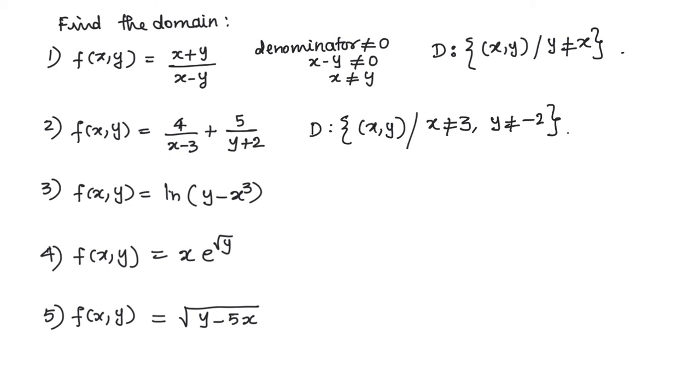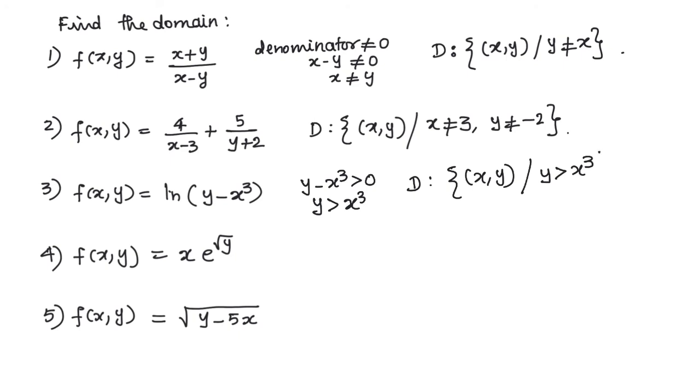The third question, we need to find the domain of a natural log. So the argument has to be positive. That means it has to be greater than 0. So we can set this greater than 0 and solve. So y has to be greater than x cubed. We can write the domain is all the values of x comma y such that y is greater than x cubed.